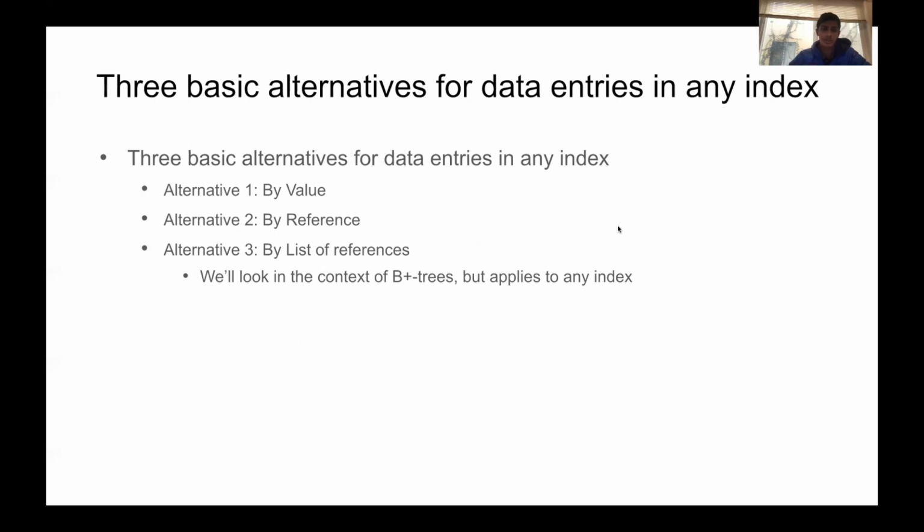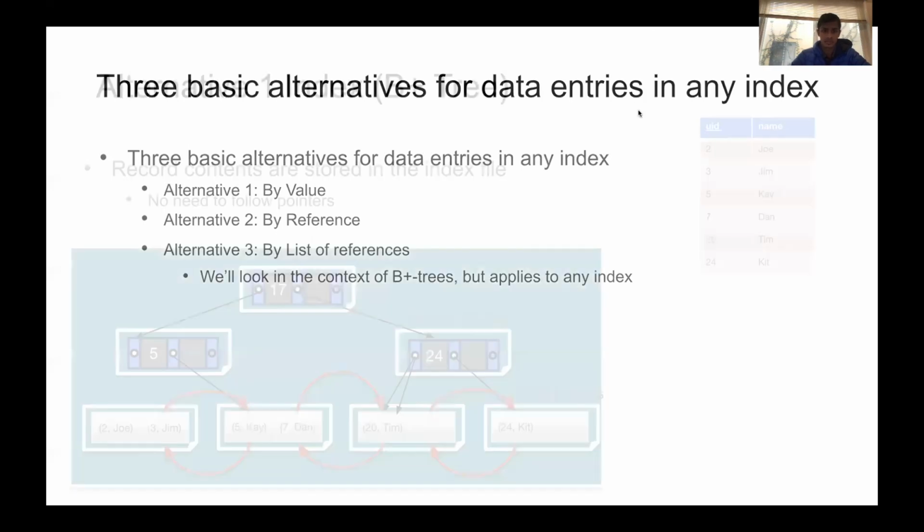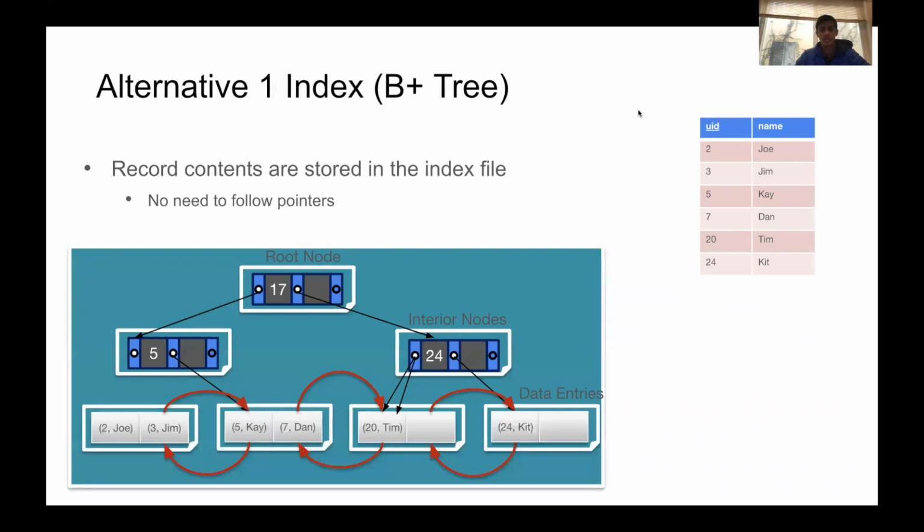There's three basic alternatives for data entries in any index. Alternative 1 is by value. Alternative 2 is by reference. And alternative 3 is by list of references. What does that mean? Well, alternative 1, when we say by value, we mean that the record contents are stored in the index file itself. That is to say, the index file literally contains your table, your tuples.